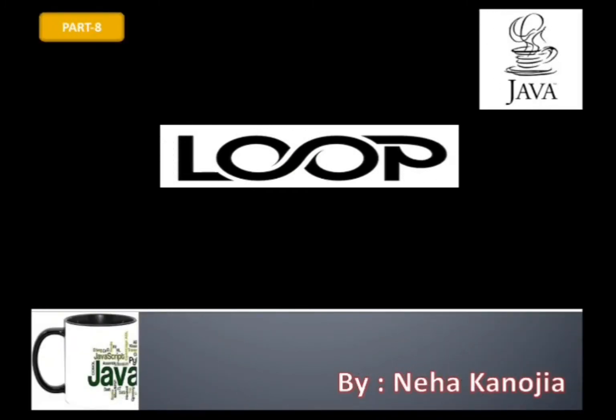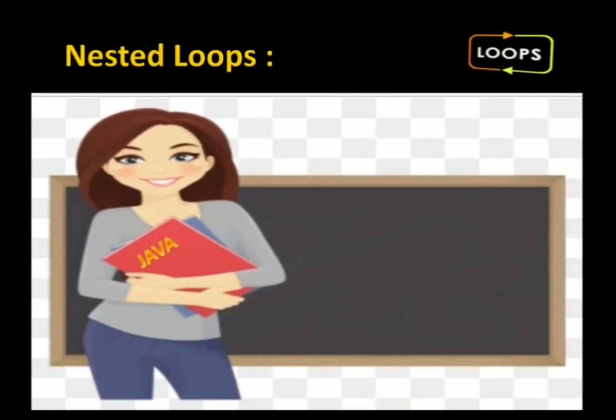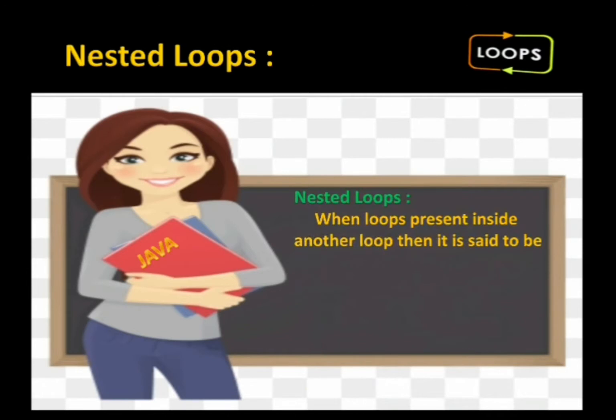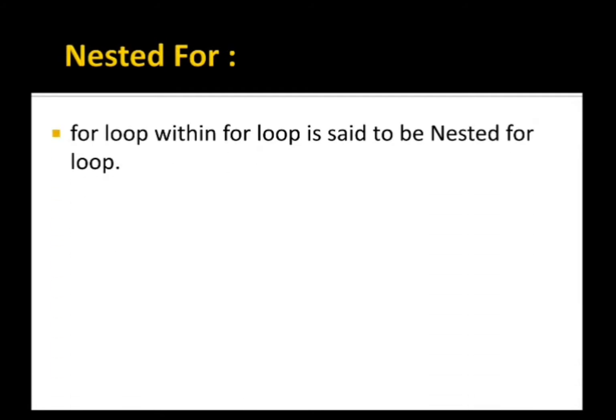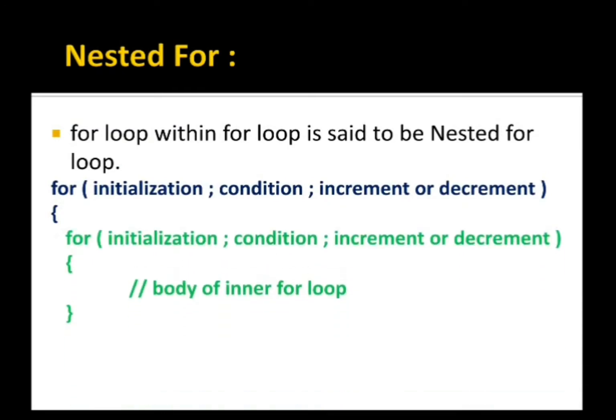Hello everyone, now I'm here with my next video on nested loops, and here I want to consider a few patterns. I told you earlier in my previous videos what a nested loop is. Again I'm telling you, when we have a loop within a loop, it is said to be a nested loop. Any loop inside any loop is said to be a nested loop. And nested for means for inside of for. First the outer loop, then the inner loop, and then the closing of the outer loop.